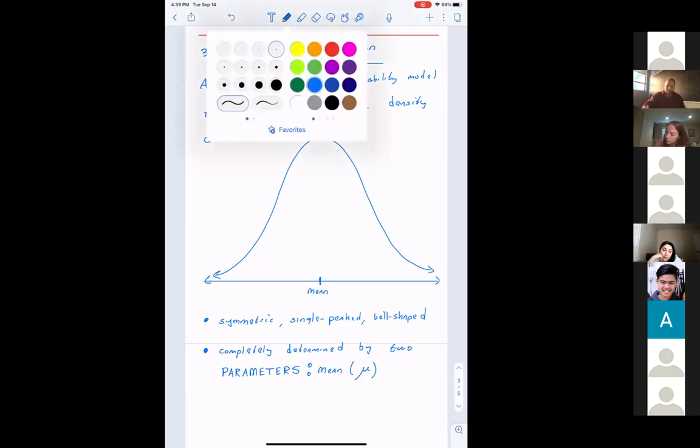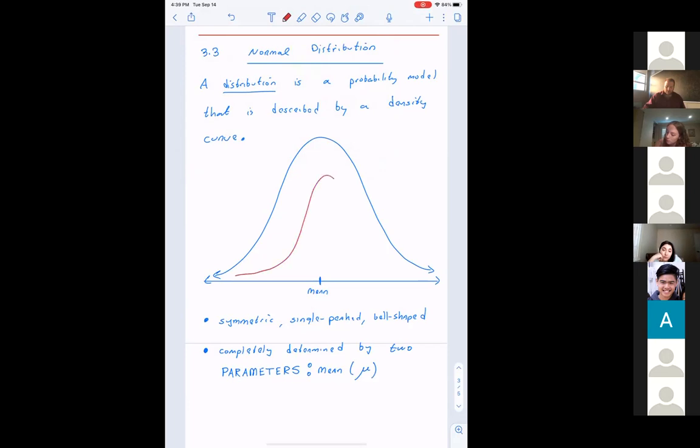But even if it's centered at the same location, I can draw different normals that have the same center. So what separates one normal from another? How spread out your graph is. In other words, the second one is the standard deviation. So the mean and the standard deviation, which is denoted by the Greek letter sigma, lowercase sigma, not the capital sigma.